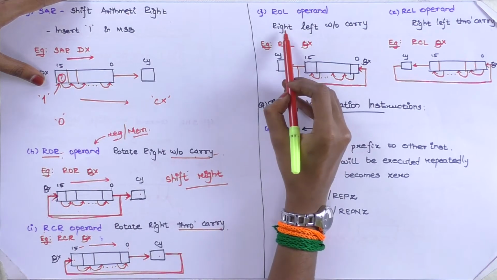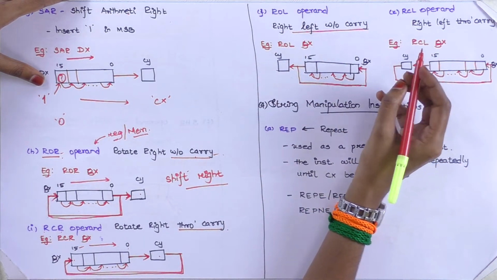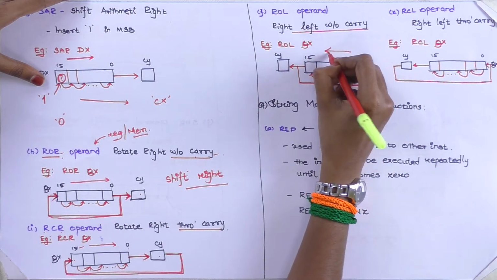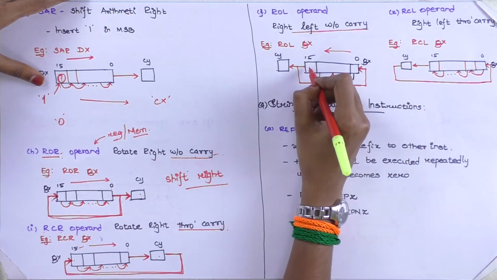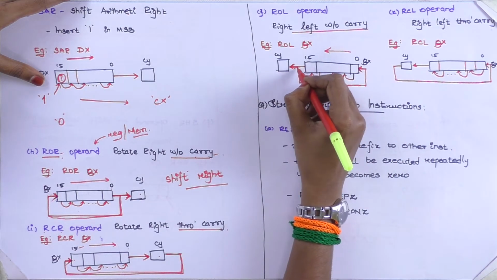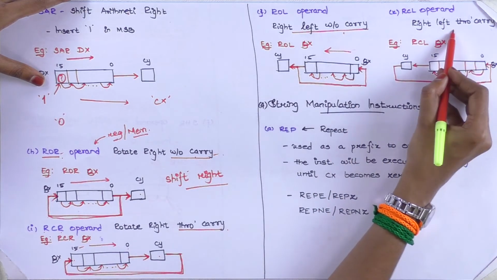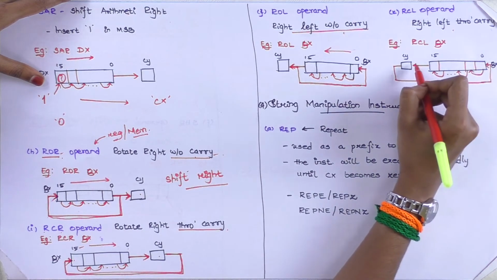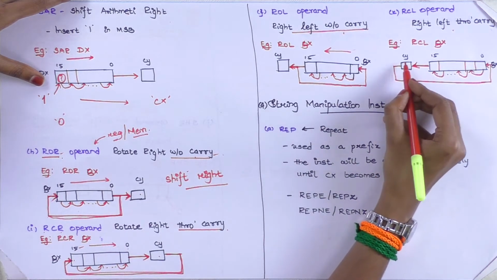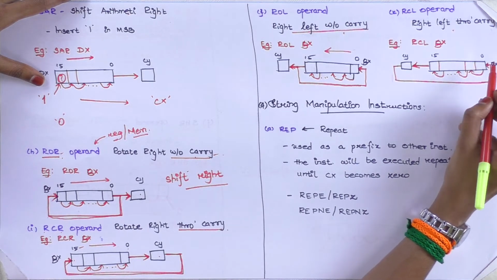Now we will see rotate left without carry. Here the rotation will happen from least significant bit to most significant bit. How will the rotation happen? The 15th bit is given to carry, and the same is given to the 0th bit in the case of without carry. In the case of through carry, the 15th bit is given to carry, and then the carry bit is given to the least significant bit. So this is for rotation and shift instructions.